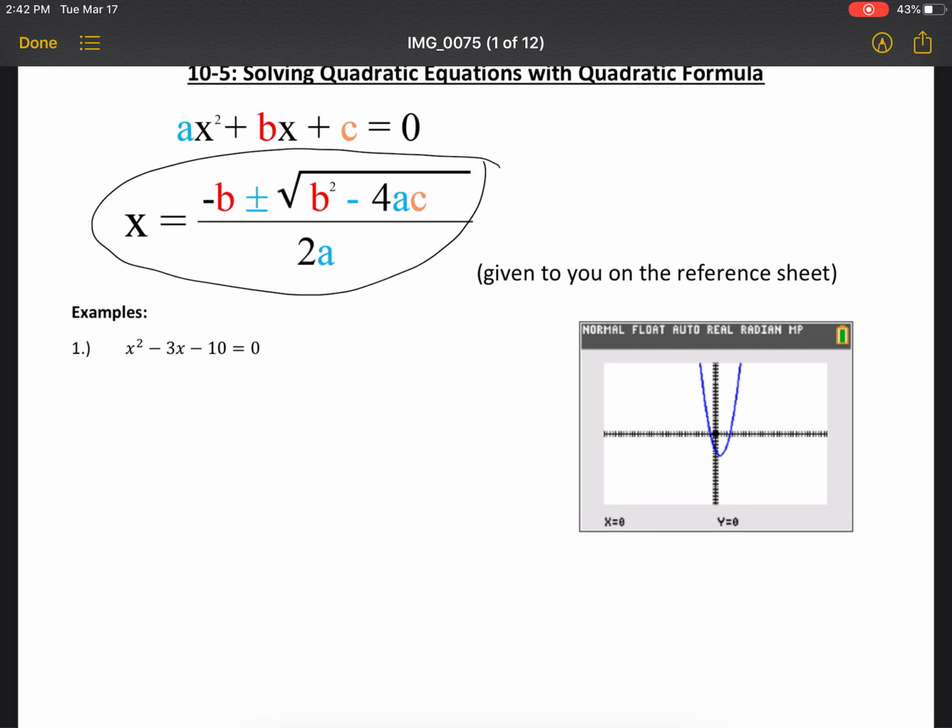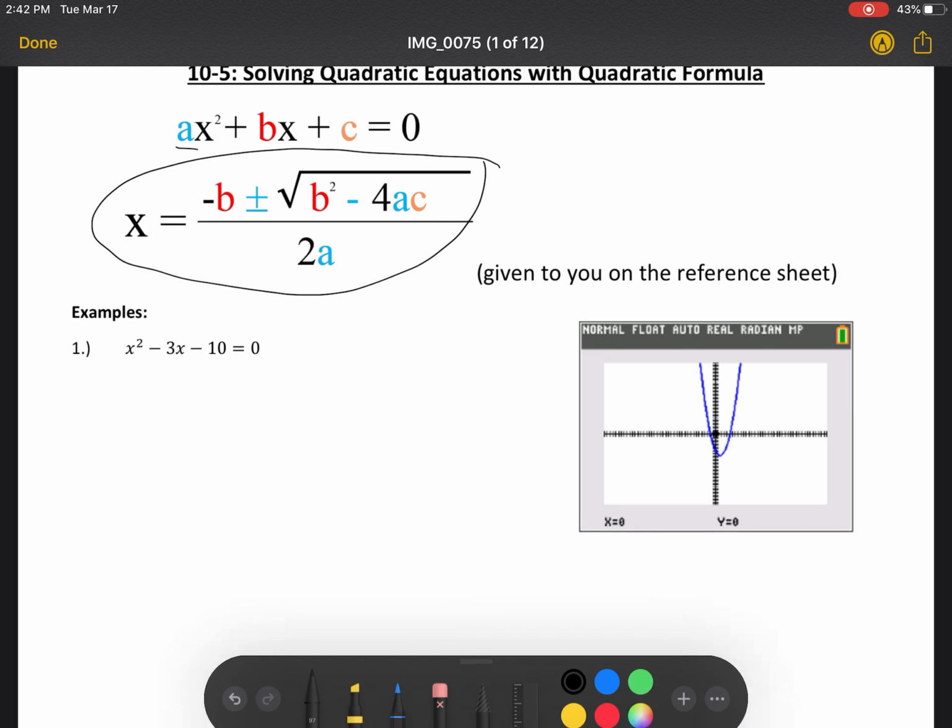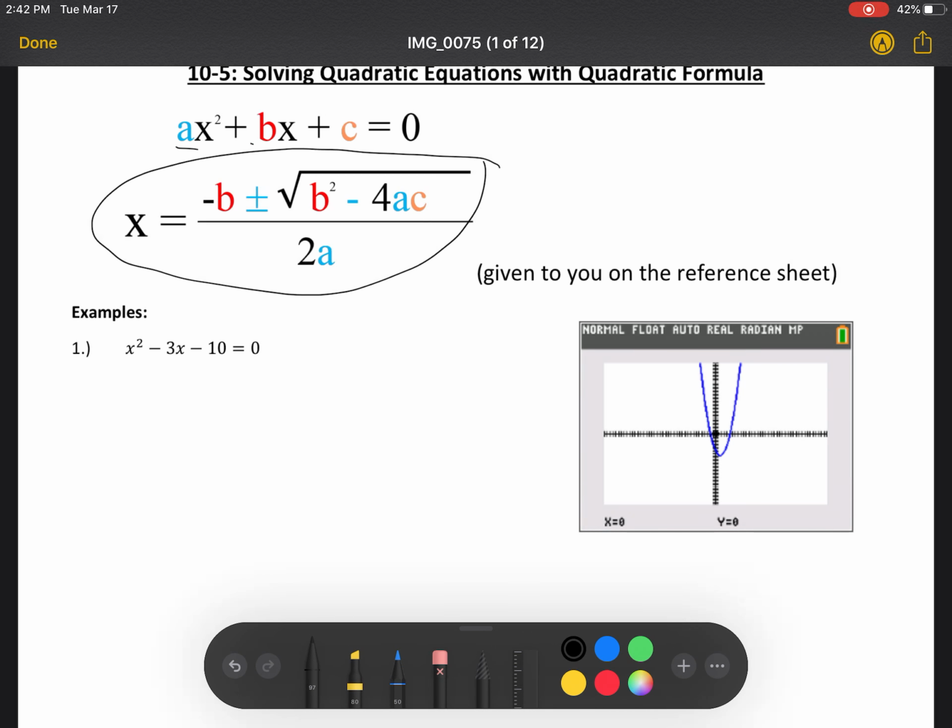So it's x equals negative b plus or minus the square root of b squared minus 4ac, and that's all being divided by 2a. The way that we get our a, b, and c values that we're going to plug into that formula is by getting the quadratic into standard form. A is going to be the number in front of x squared, b is going to be the number in front of x, and c is going to be your constant. Once you know those values, all you do is plug it in, and then you're just going to simplify.